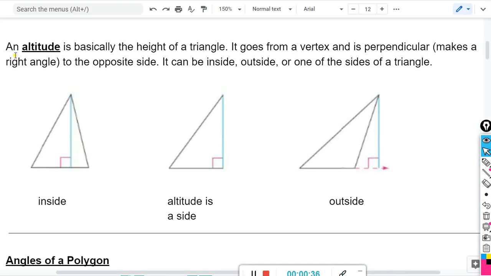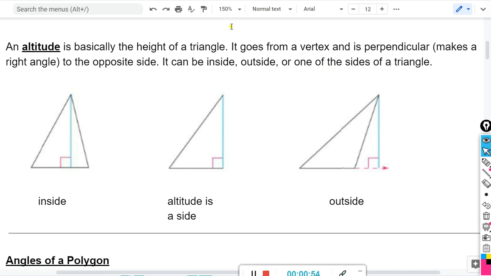So recall my definition for the altitude of a triangle. An altitude is basically the height of a triangle. It goes from a vertex and is perpendicular to the opposite side. It can be inside, outside, or one of the sides of a triangle.